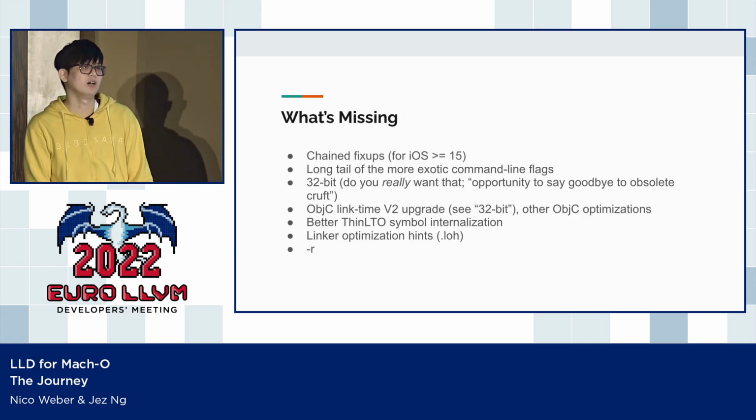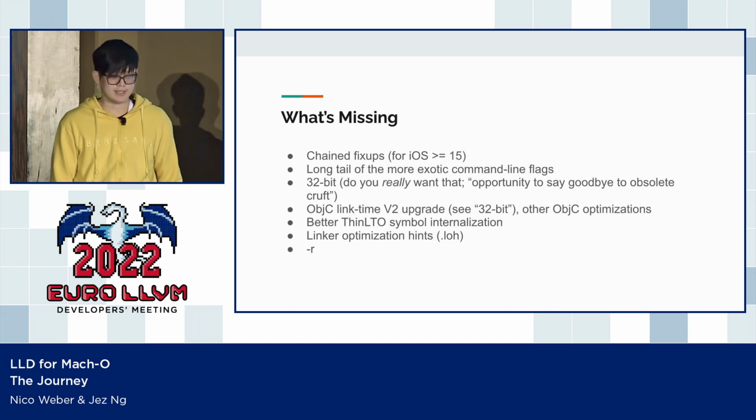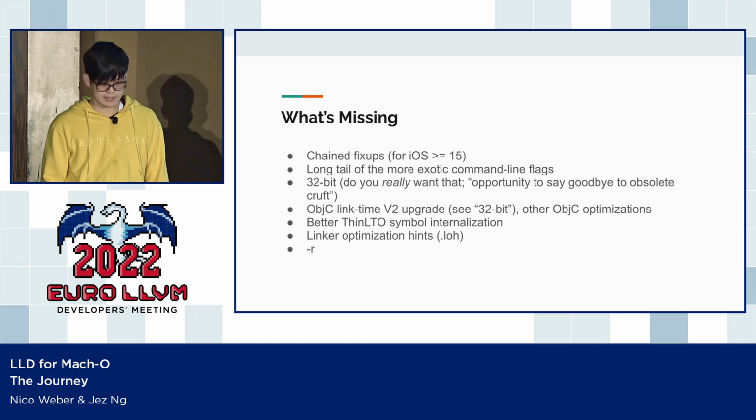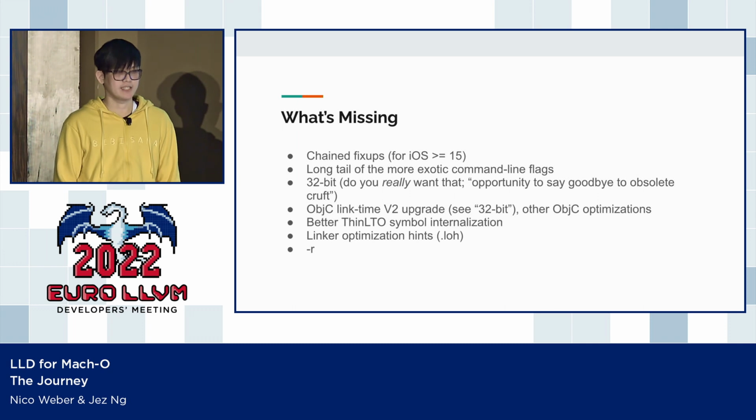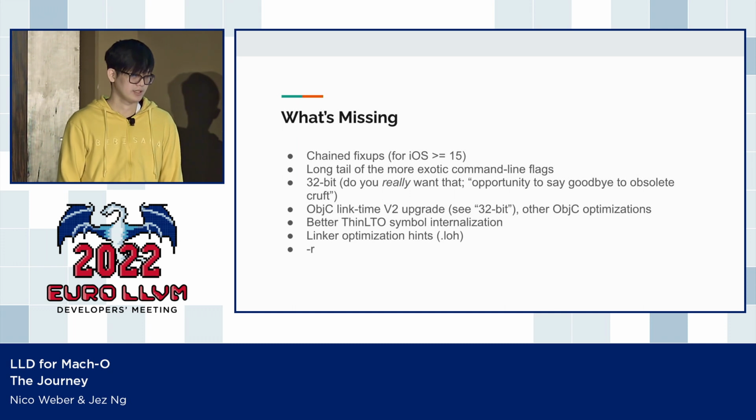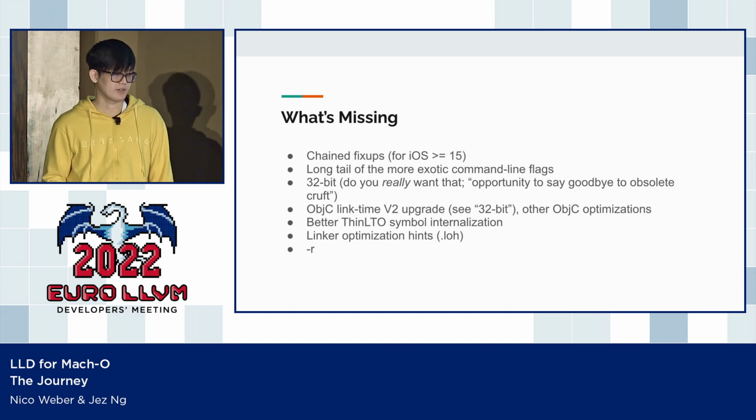All right, having talked about all the things that LLD can do, let me talk about some things it can't. Here's a brief list of the features we know are lacking. In general, we haven't prioritized them either because they are for target platforms that are too new or too old. So chain fix-ups is an example of something that is for a newer platform. Chain fix-ups allows a more compact encoding of fix-ups and therefore smaller binaries. However, it's only available for iOS 15 and above, and since most people are still targeting iOS 11 or 12, we are not in a great hurry to implement it yet.